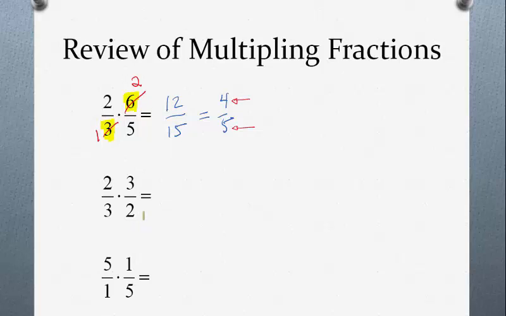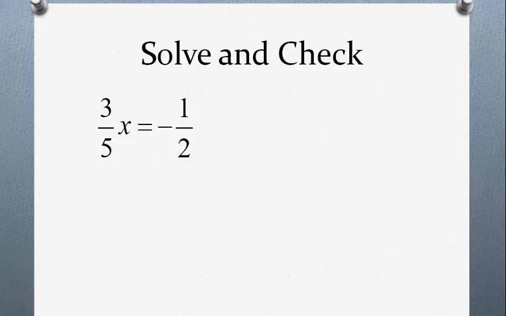In this second product, I have 2 here and 2 here, and I also have 3 here and 3 here. So both numerators and denominators have common factors. If I divide those by 2, I get 1. If I divide those by 3, I get 1. So that product is 1, and that's because those two fractions are reciprocals. Same thing down here. 5 divided by 5 is 1 in both cases, so that product is 1. So whenever you multiply reciprocals, you get 1. And we're going to use that fact when we solve equations.